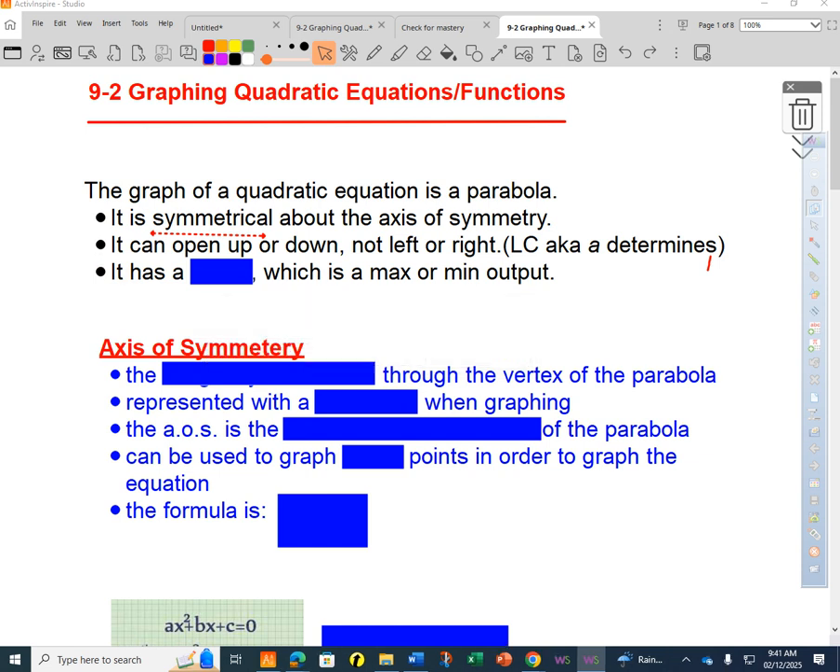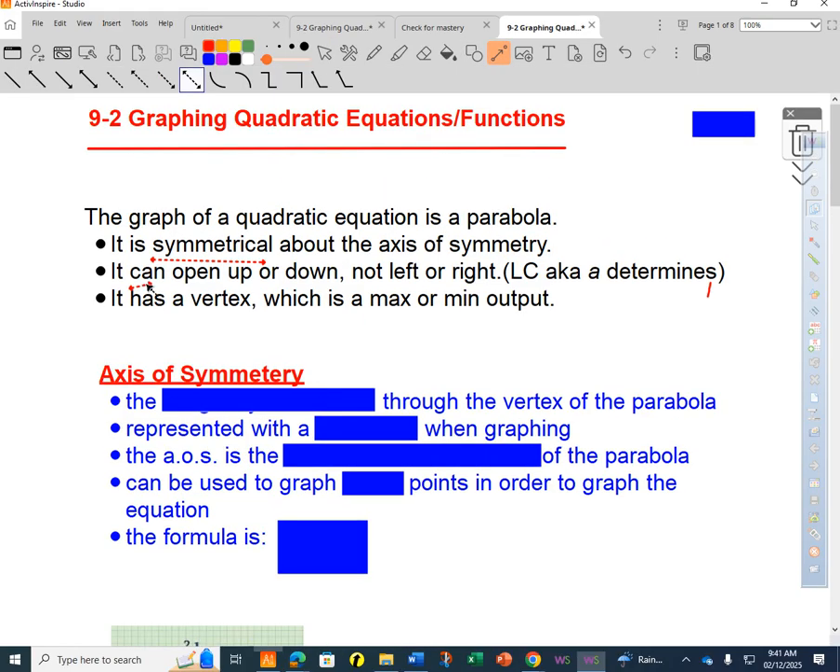Okay, started the recording a little bit late, but we kind of reviewed and talked about the axis of symmetry. The axis of symmetry is the imaginary line that splits that parabola into two identical parts. Parabolas are symmetrical about the axis of symmetry. They can open up or down, but not left or right. I think this is what you're writing in your notes.